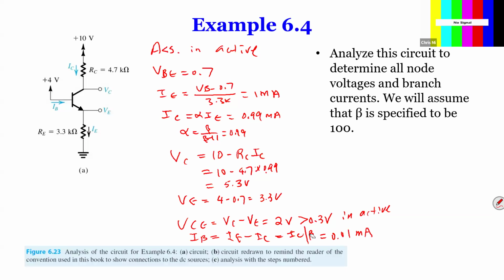Okay, let's do one more problem, then we're going to stop. Problem 6.5.